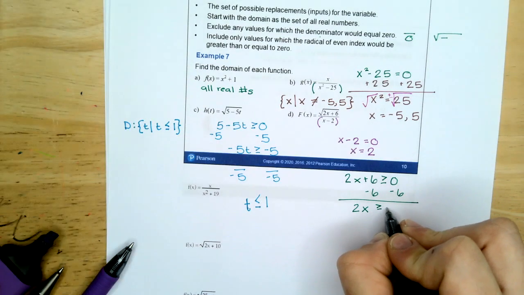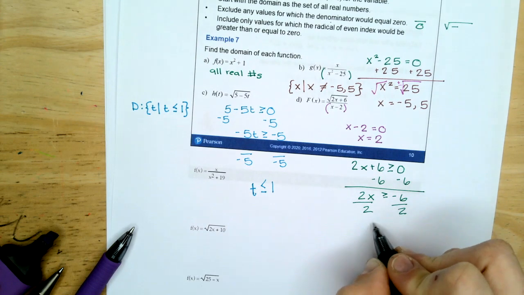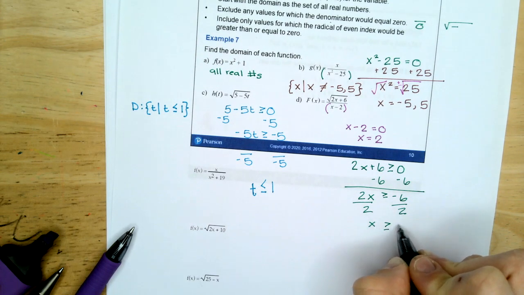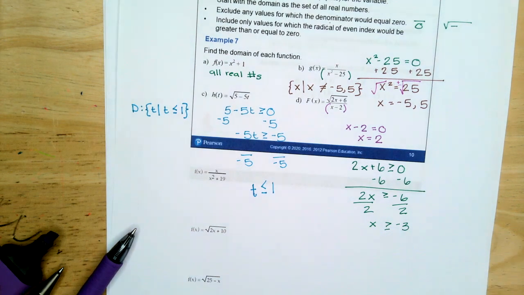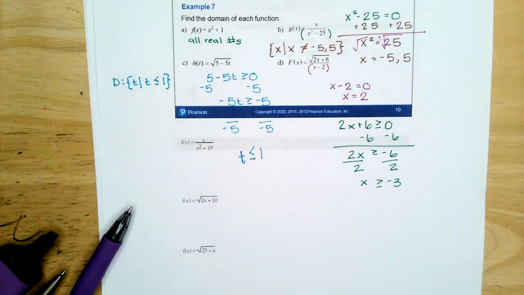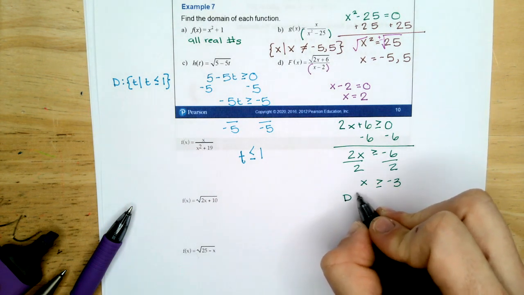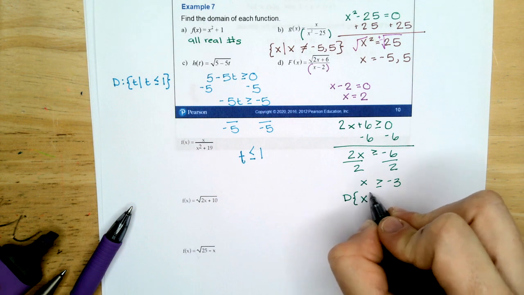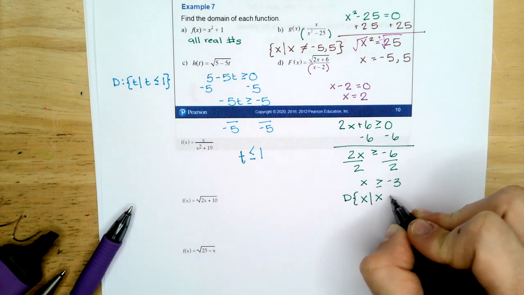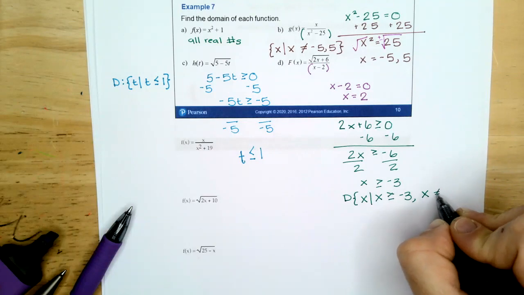2x is greater than or equal to -6. Divide by 2, divide by 2. X is greater than or equal to -3. You don't change the sign if that one's negative, only if the one you're dividing by is negative. Good? So here, it's a hard one, but the domain is x such that x is greater than or equal to -3. X cannot be 2.